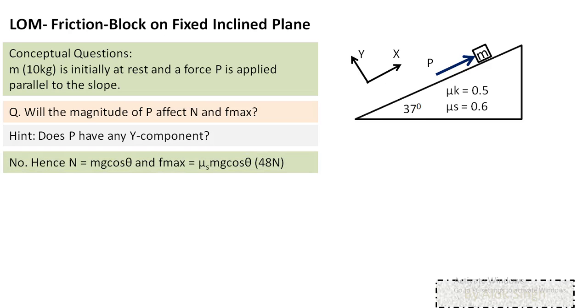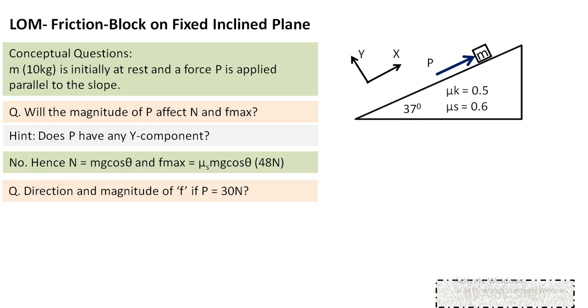No. Since P doesn't have any y component, the normal reaction will remain unchanged, equal to mg cos theta, and hence the maximum frictional force also remains constant. It will not depend on the magnitude of P, and it will be equal to mu s times mg cos theta, which is 48 Newton. The maximum frictional force, as we keep changing the magnitude of P, will remain constant at 48 Newton.